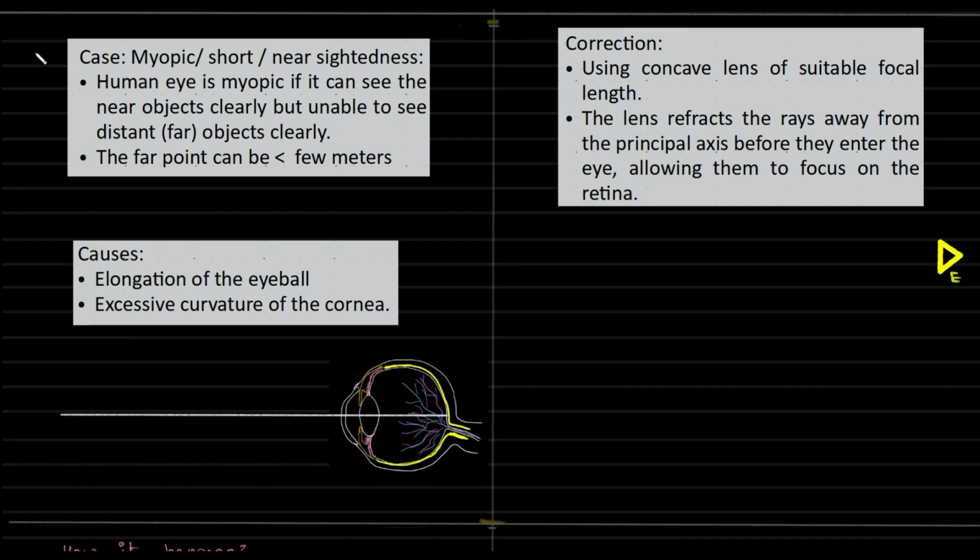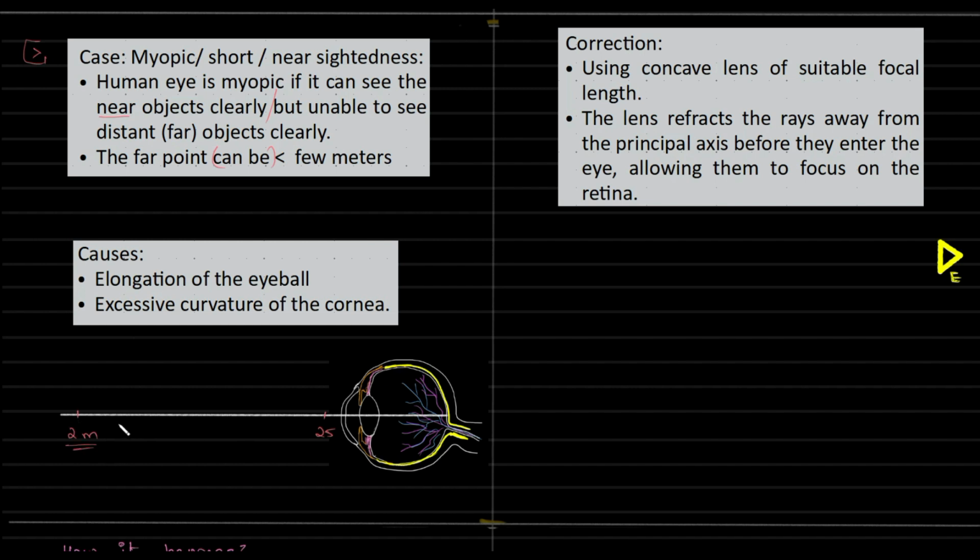So let's begin with the myopic problem. A person who has myopia, also called short-sightedness or nearsightedness, will be able to see near objects clearly, but unable to see distant objects clearly. Generally the far point can be less than a few meters away for a myopic person. That is, starting from around 25 centimeters to a few meters away, maybe 2 meters, the person is able to see things clearly. After that, it is blurry.